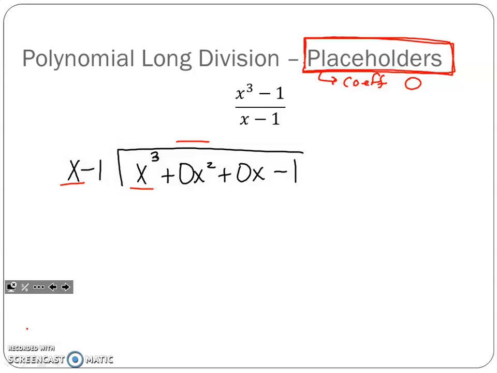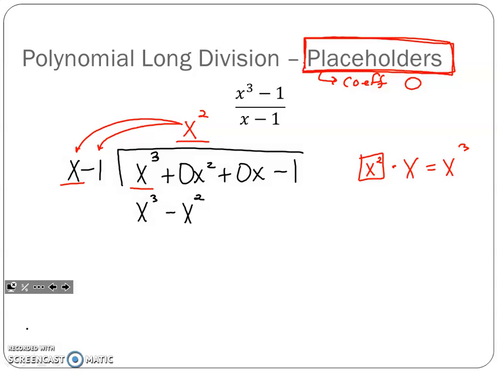Pause the video, try it on your own, see if you got the hang of it. All right, so what times x gave me x cubed? Well, the answer would be x squared. So I'm going to put my x squared up here. I then need to take my x squared times my divisor. That's x squared times x and x squared times negative 1, which gives me an x cubed minus an x squared.